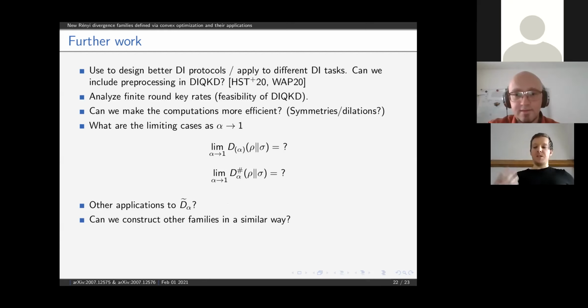And finally, we've seen that defining divergences via convex optimization has been quite fruitful, and whether we can define further divergences with different applications will lead to future work. Thank you for listening, and I'll leave you with some references for the talk.